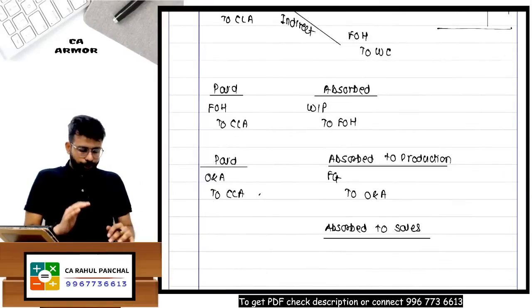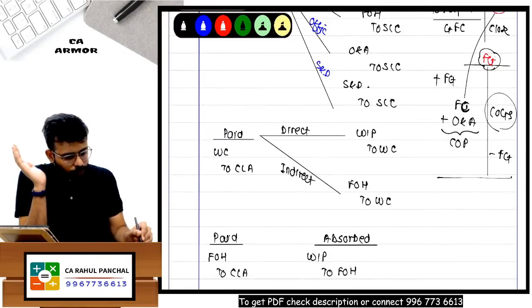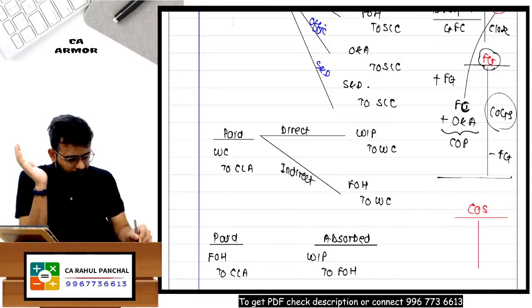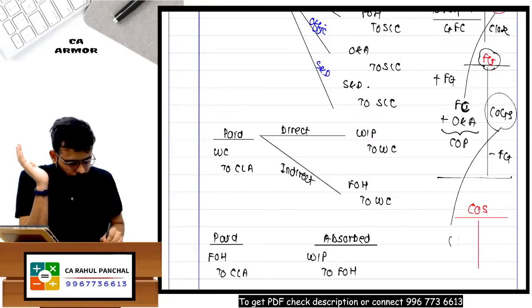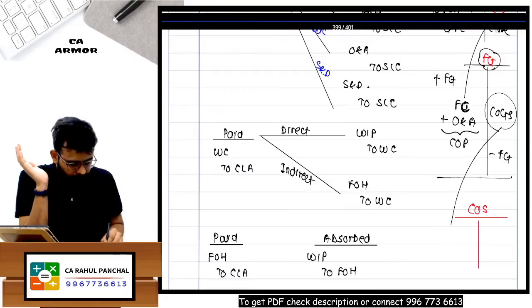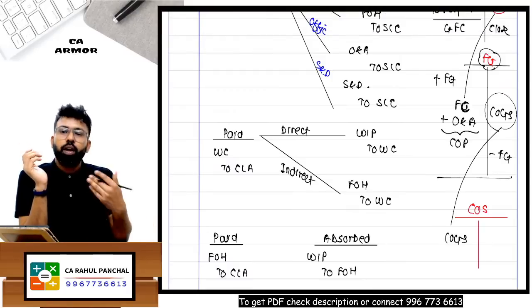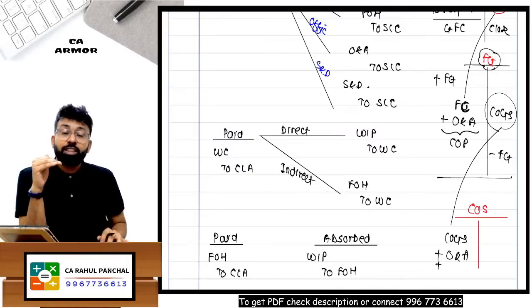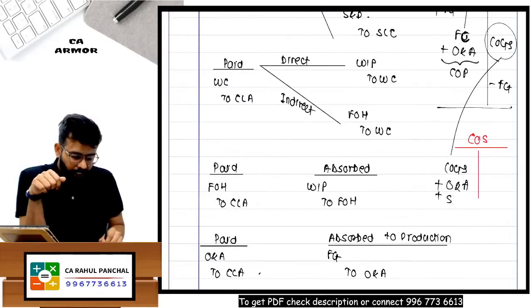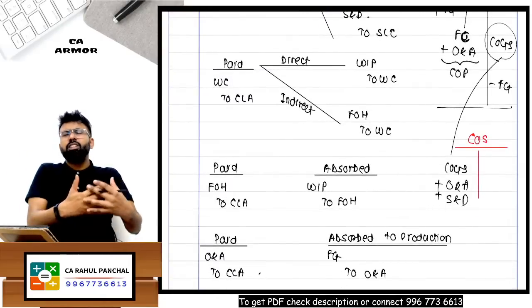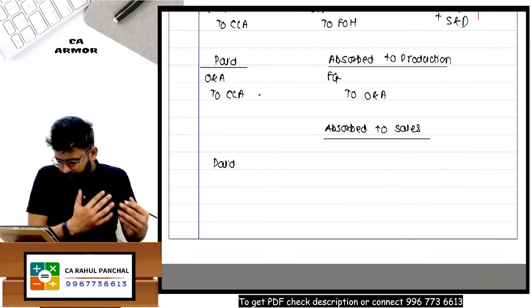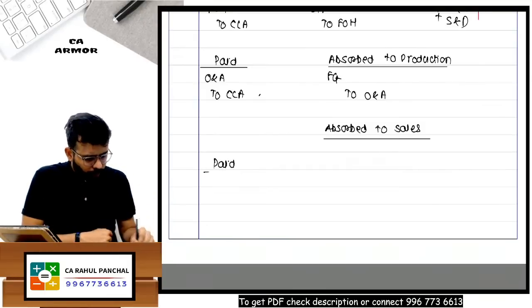Now COGS will be transferred to one more account, which is cost of sales. Your COGS will be transferred over here, and to this COGS, for the goods you have sold, you add two more things: general office and administration, which is connected to sales, and again selling and distribution. Obviously selling and distribution is connected to sales. Now understand, there is one more overhead which can be paid. Then I will give you a short recap of whatever we have done.